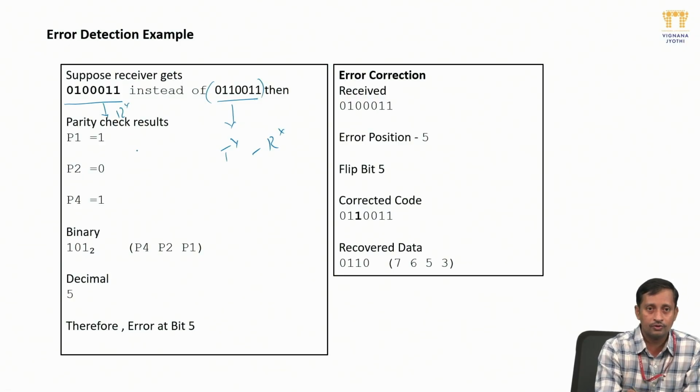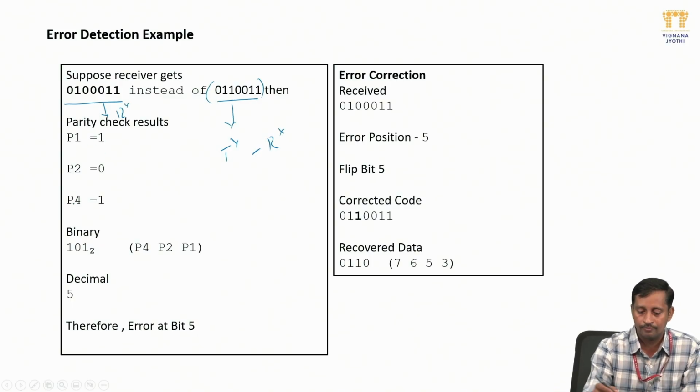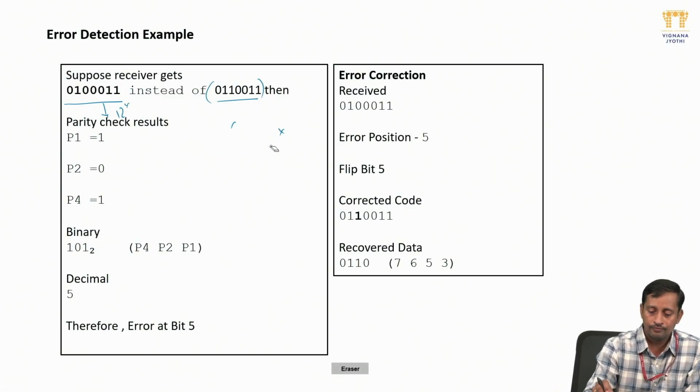To find out which position bit is in error, again we have a method using P1, P2, P4. Take the values of the same. What is the P1 value now? Here, to detect the error, it is the same.